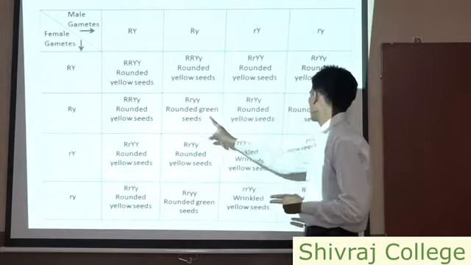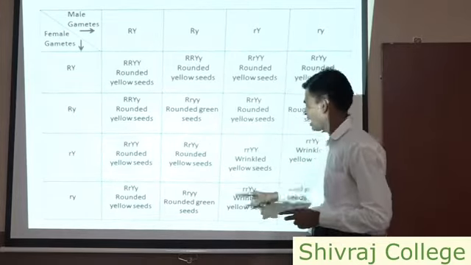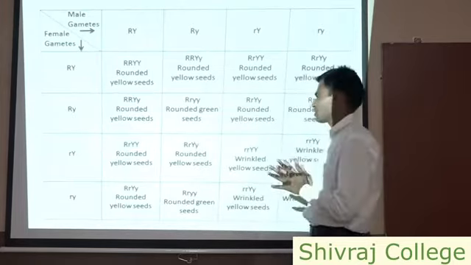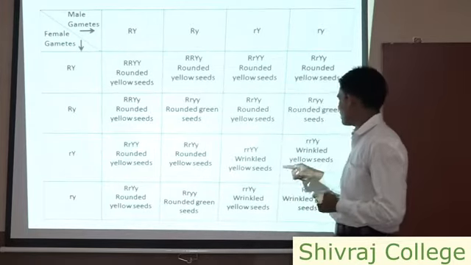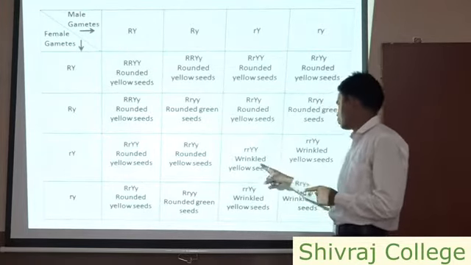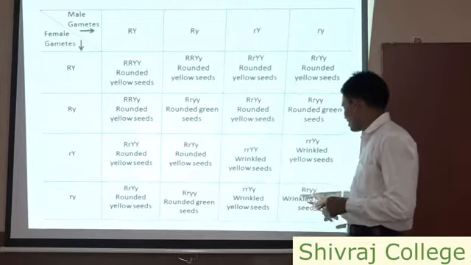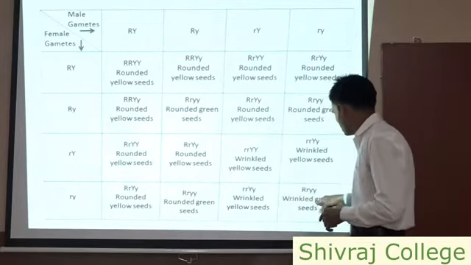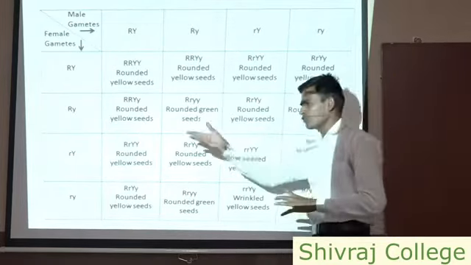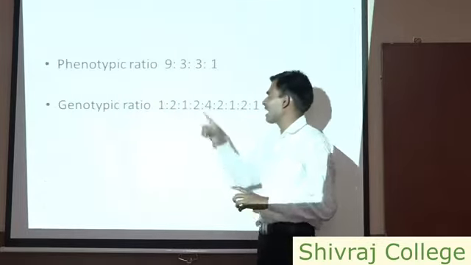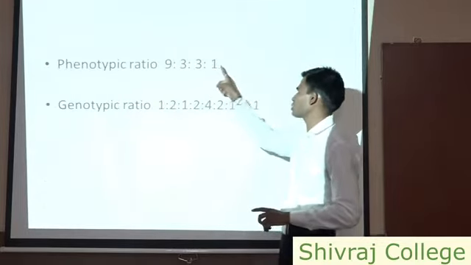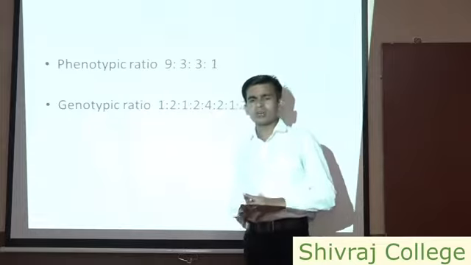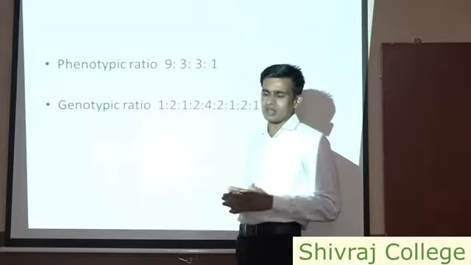These are the 3 plants: 1, 2, and 3. Then another, wrinkle yellow, is also 3 plants: 1, 2, 3. And only one recessive is there, wrinkle green, as in the previous pattern. So the phenotypic ratio of the dihybrid cross is 9:3:3:1.